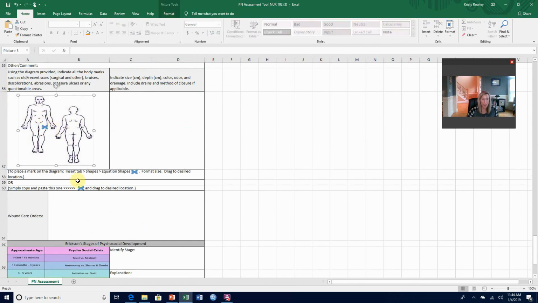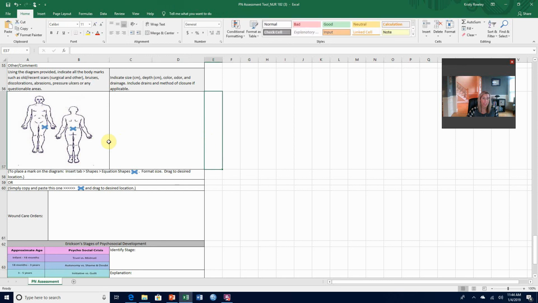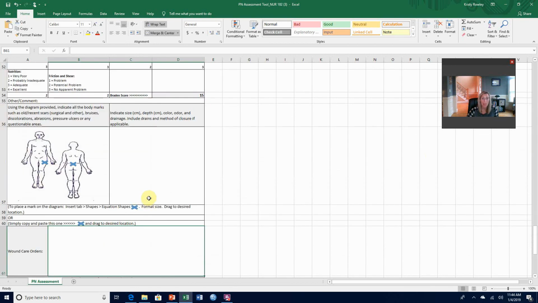Same thing here. With their skin, all they have to do is copy and paste this, and then drag it to their desired location. So they can copy and then paste, and say they also have a stage 2 ulcer on their sacrum, right? Right here is where they would identify what that was, how many centimeters, what it looks like, and all that kind of thing. Any kind of wound care orders they would put there.